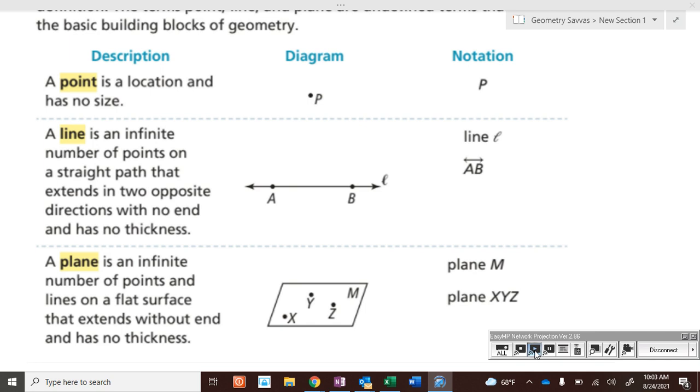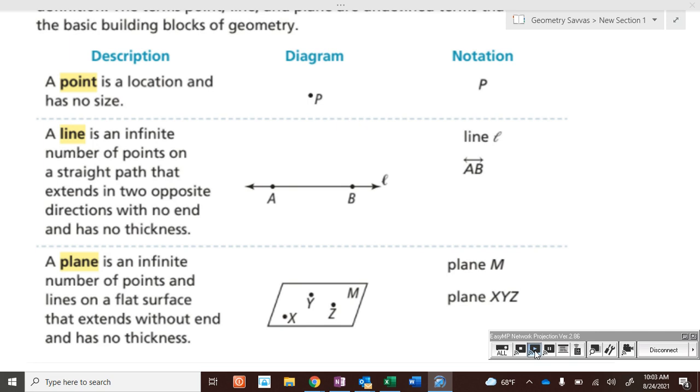Okay, so a point is one point, just a dot, somewhere out in space. Okay? A line contains how many points? At least 2 points. You need at least 2 points to make a line. A plane has how many points? At least 3 points. So a plane has to have at least 3 points.